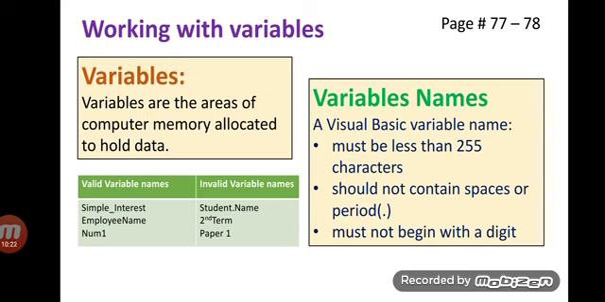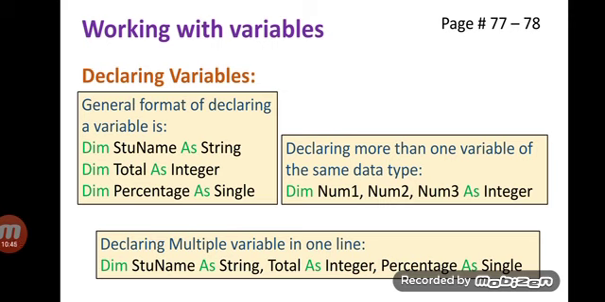Next we have the rules for variable names, what we have to keep in mind. It must be less than 255 characters, should not contain spaces and periods, and must not begin with a digit. It should start with an alphabet. Next we have declaring variables, on page number 78. One has to declare variables before using them by assigning names and data types. Data types means, is it an integer, is it a string, or is it a single.